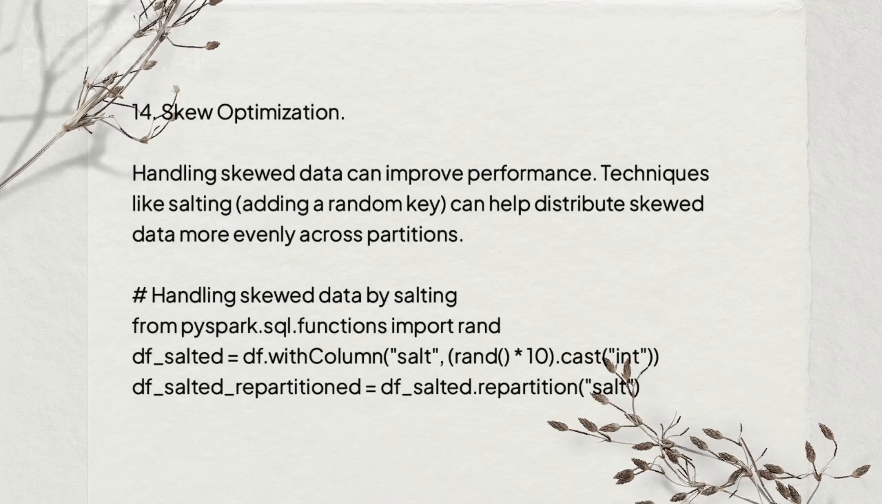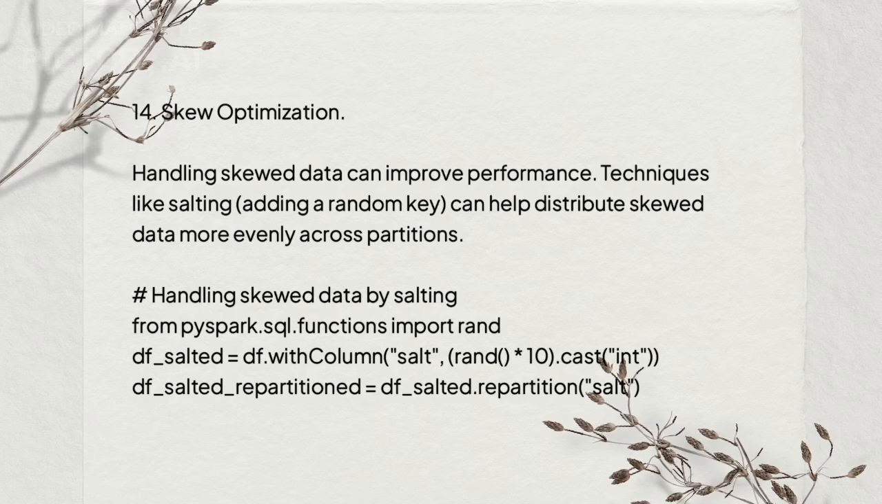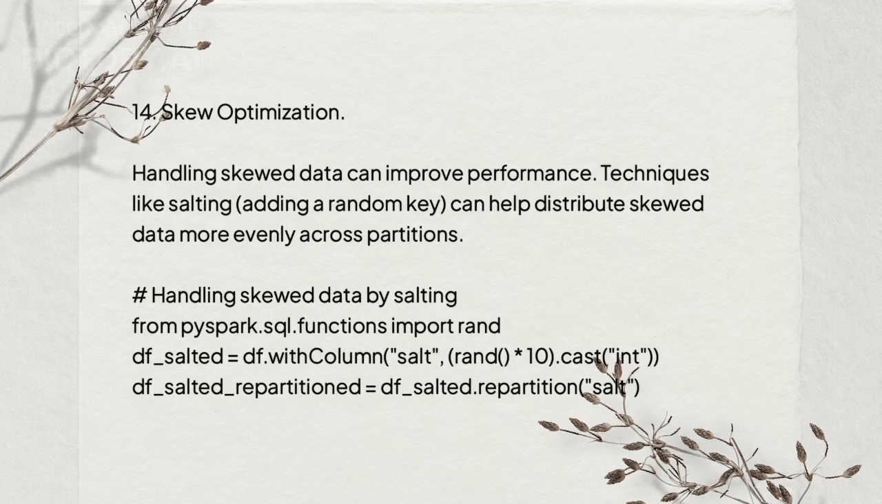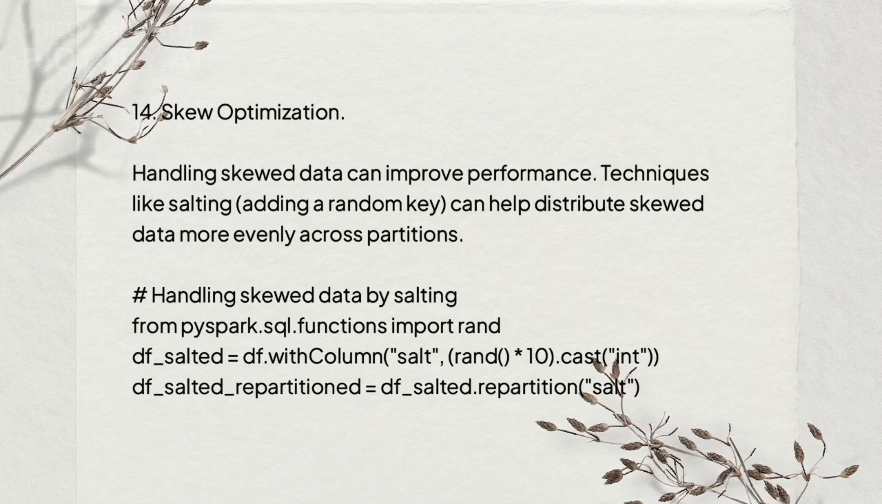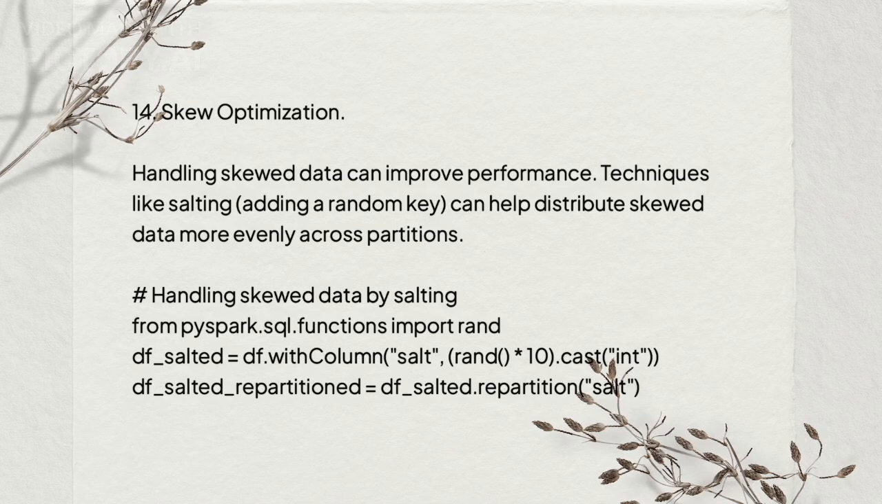14. Skew optimization. Handling skewed data can improve performance. Techniques like salting, adding a random key, can help distribute skewed data more evenly across partitions. Handling skewed data by salting: from pyspark.sql.functions import rand, df_salted = df.withColumn("salt", (rand() * 10).cast("int")), df_salted_repartitioned = df_salted.repartition("salt").